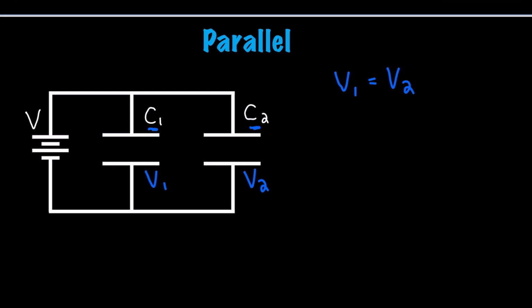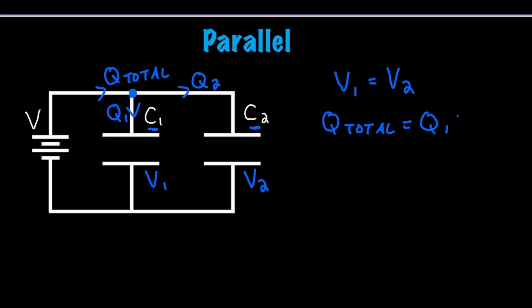However, in parallel, current is split. Now current's the flow rate of charge, so any charge flowing in to the node here has to be split. Some of it will go to capacitor 1, I'll call that Q1. The rest will go to capacitor 2, which I'll call Q2. And then conservation of charge says that the total charge is just the sum of those two charges.